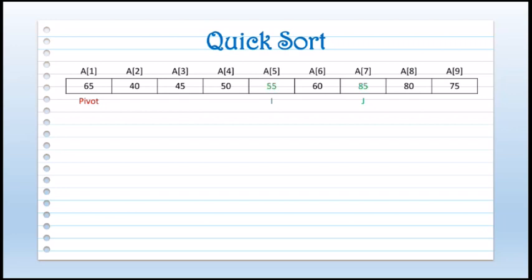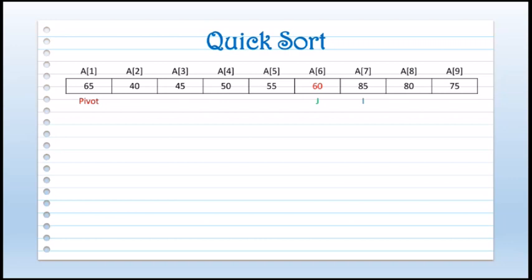So after that again do the same process. So the next element is what? From the left hand side, 60. Is 60 greater than pivot element? No, the condition is false. So the next element is what? 85. Is 85 greater than pivot element? Yes, the condition is true. So we will stop comparing for ith position. So now we will go from right hand side for the jth value. So the next element is what? 60.